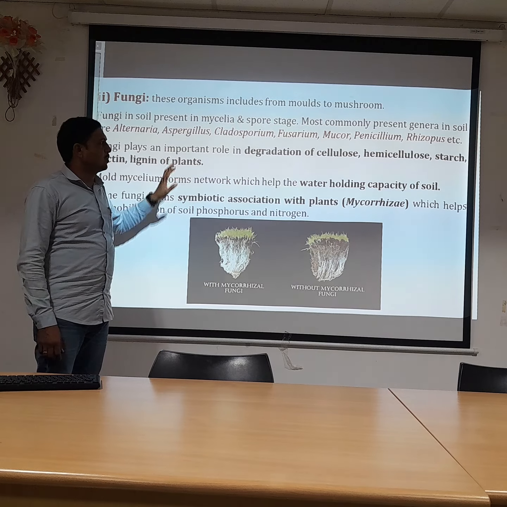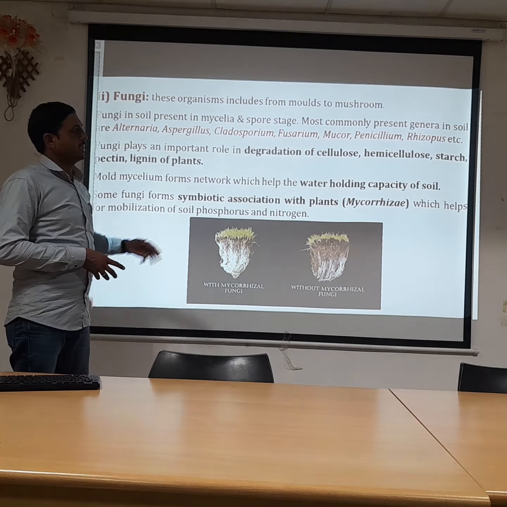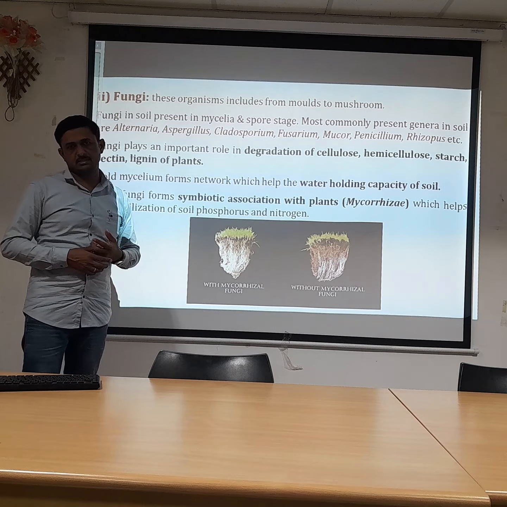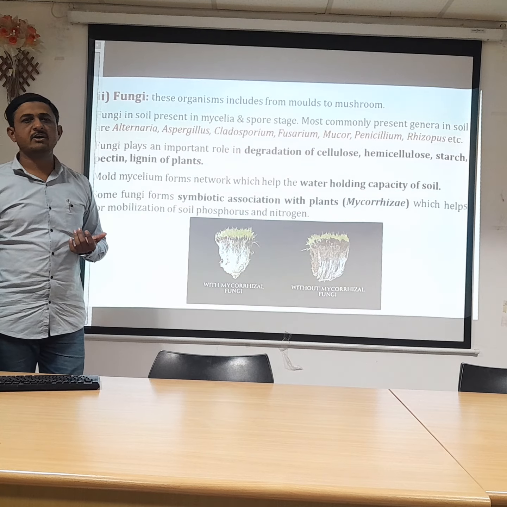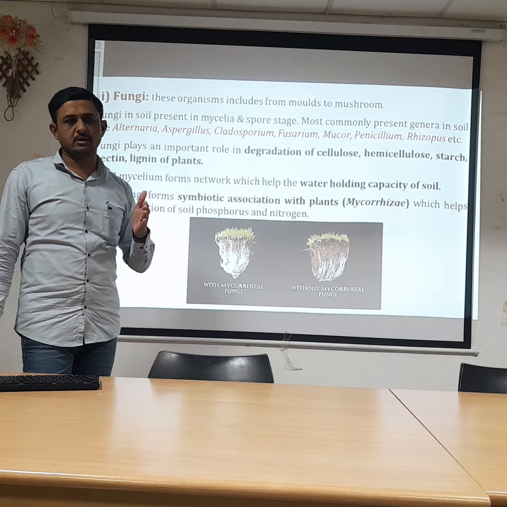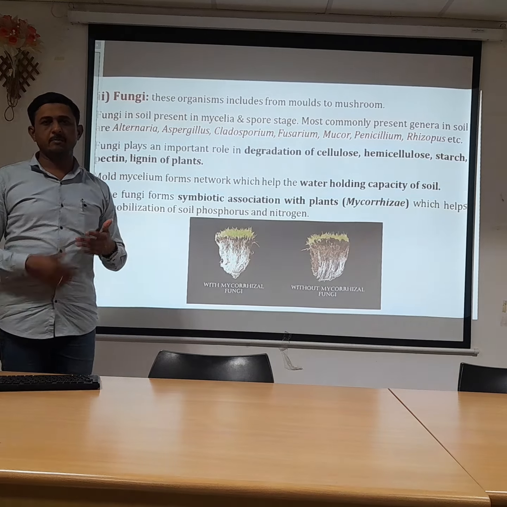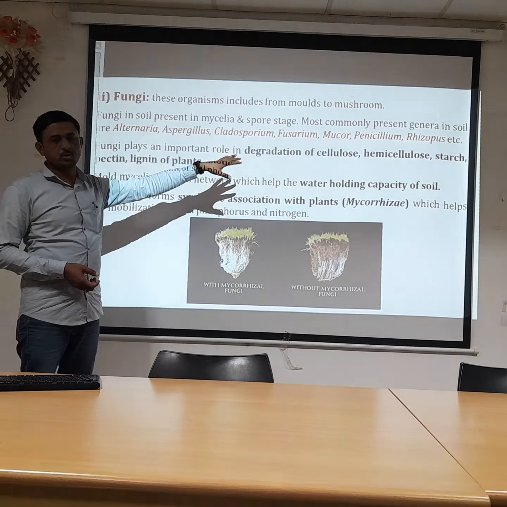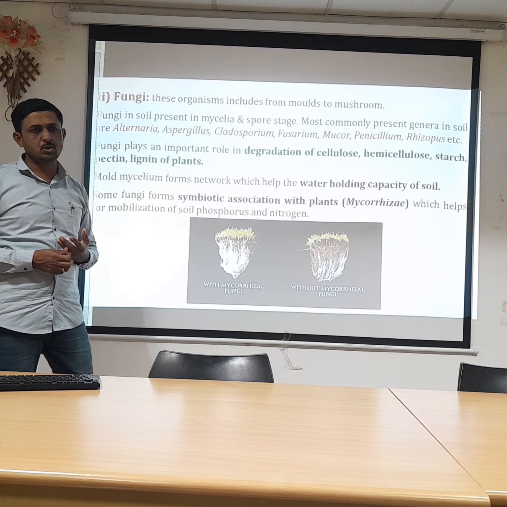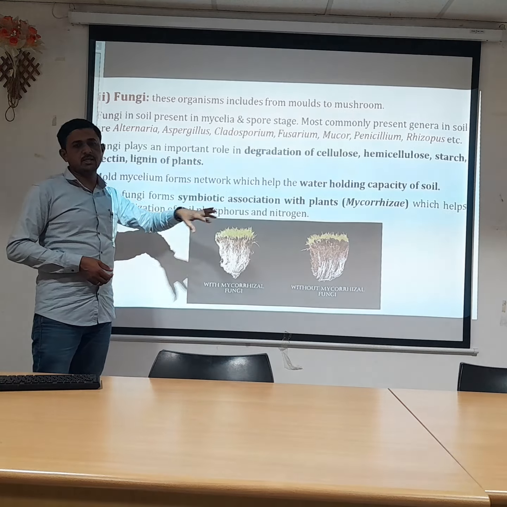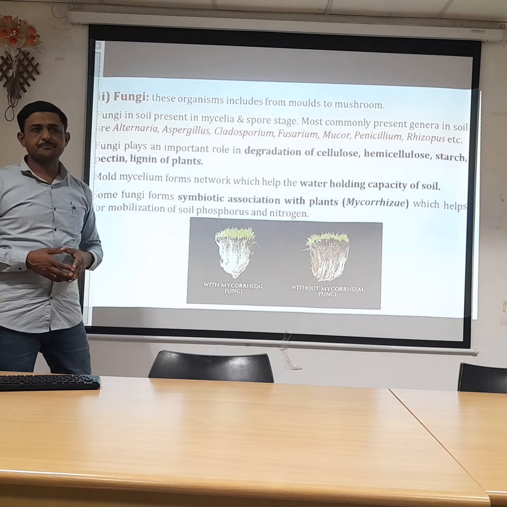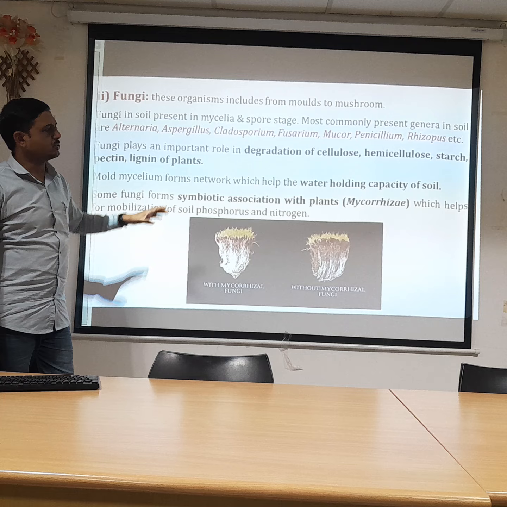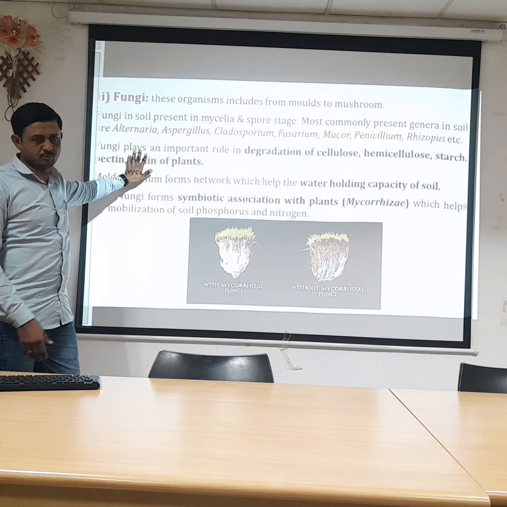Fungi play an important role in degradation of cellulose, hemicellulose, starch, pectin and lignin of plants. Fungus easily grows on dead and decaying matter, and is involved in the decomposition or degradation of cellulose, as plants are rich in cellulose. So in soil, fungus can get an abundant amount of cellulose, hemicellulose and starch for its life cycle, and can carry it out more easily.